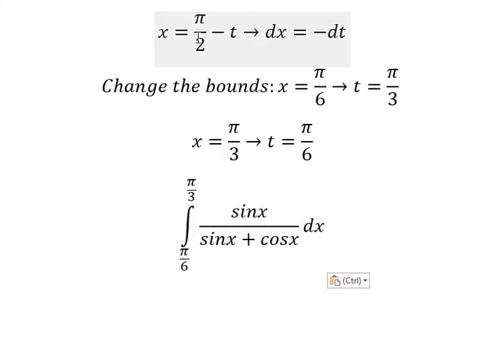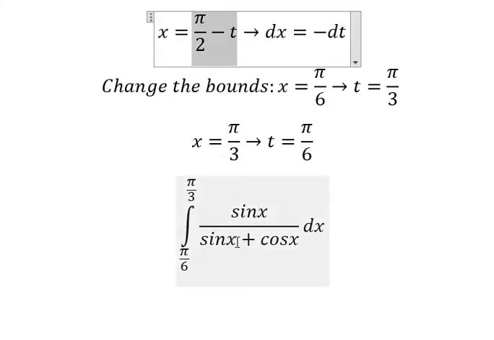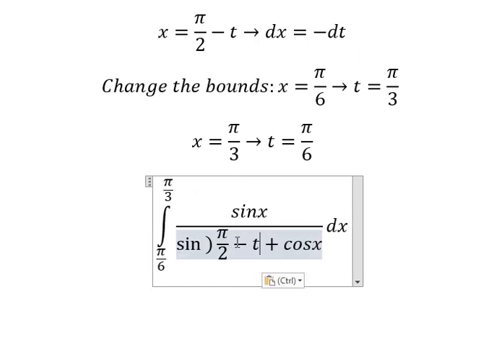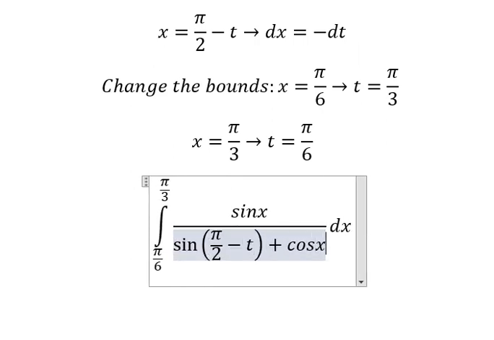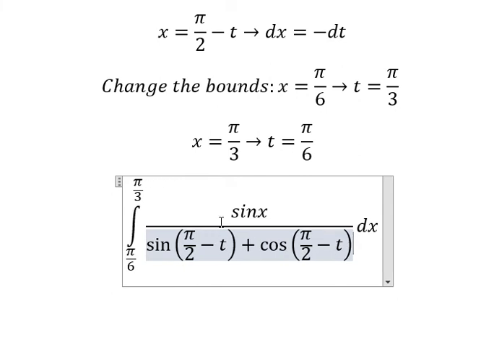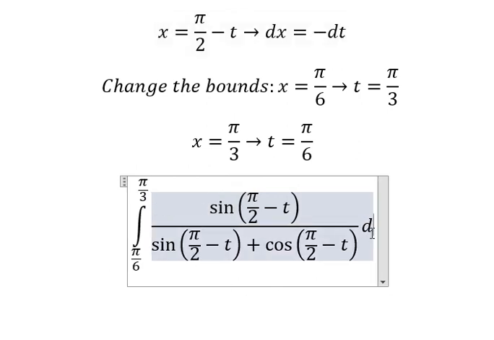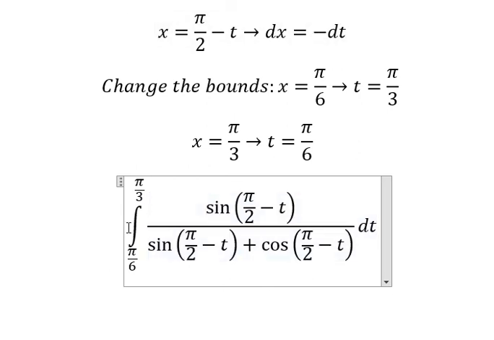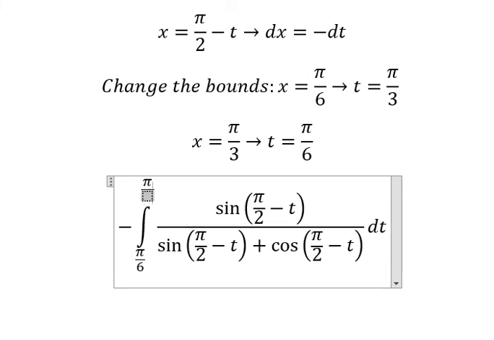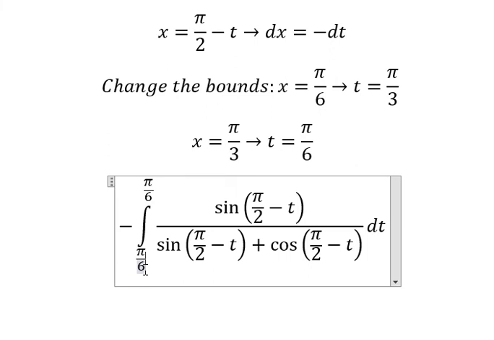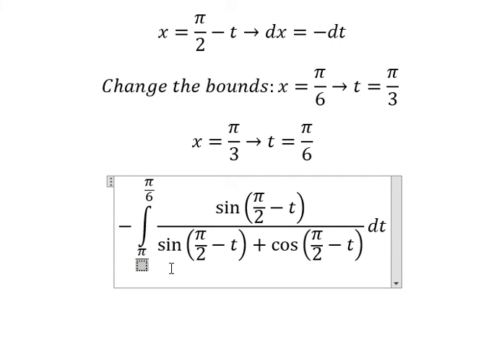So s we change by this one. ds we change by negative dt. B over 3 we change to b over 6, and b over 6 we change to b over 3.